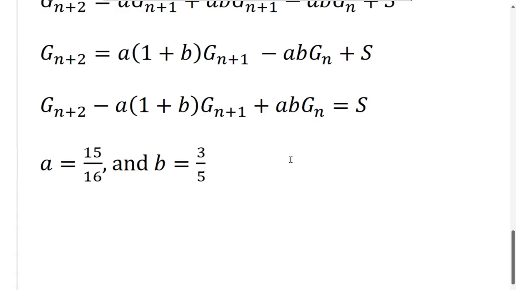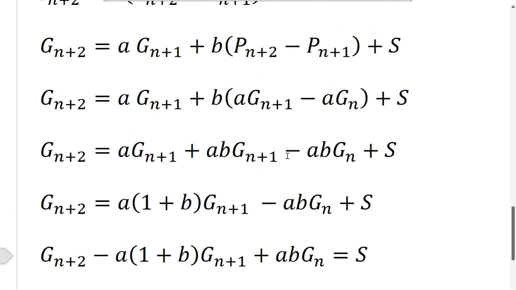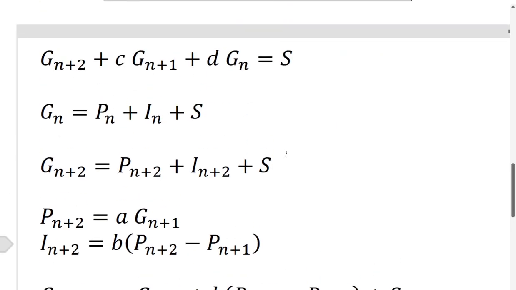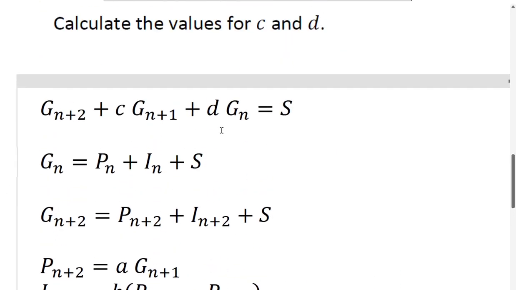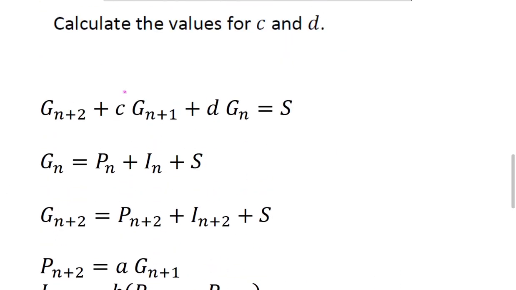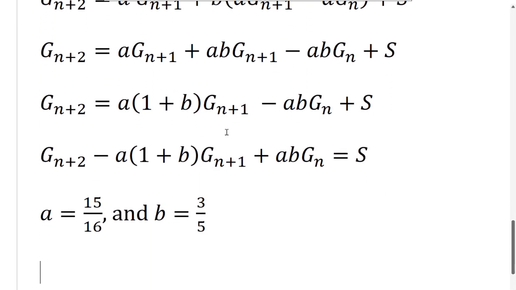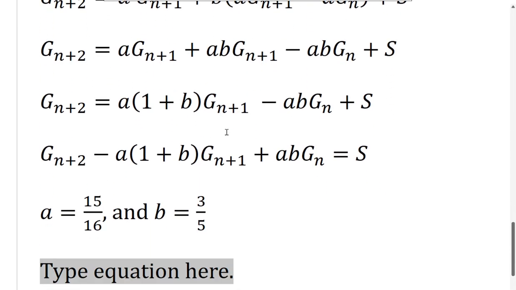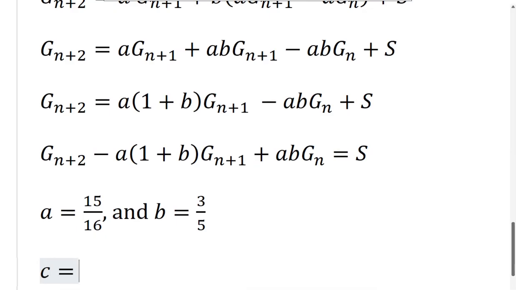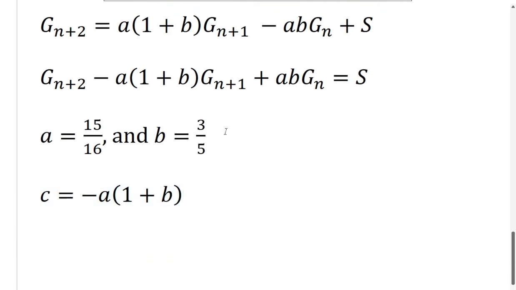So we know that and that. What we wanted to find was what C and D were. C is the thing in front of the n plus 1, and D is the thing in front of the n. Again, g(n+1), g(n), I'm just being shorthanded here. So this means that C equals minus A times 1 plus B, and D equals AB.